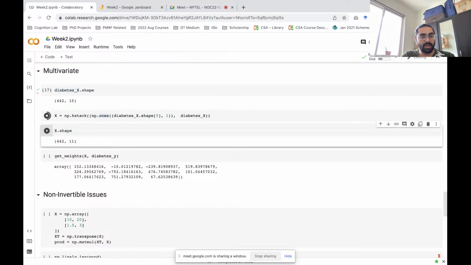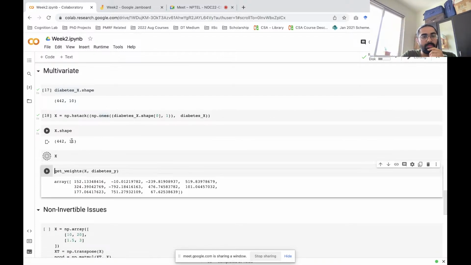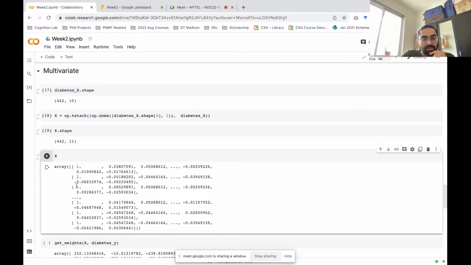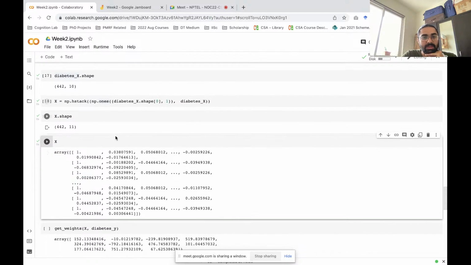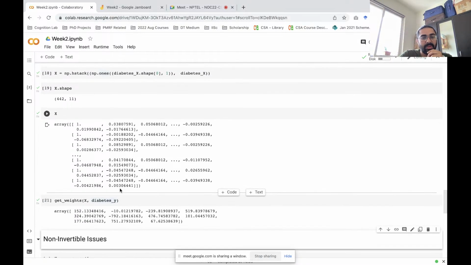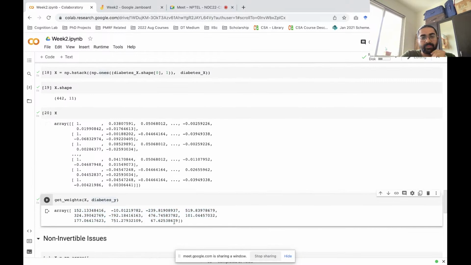So if you see here, X is now 11 dimensional, and the first entry of each row will be 1, indicating that we've added the ones in the beginning. And when I use this get weights method, I get this. So 152 is again your bias term, that is the intercept, and these are all your coefficients for each of the variables.